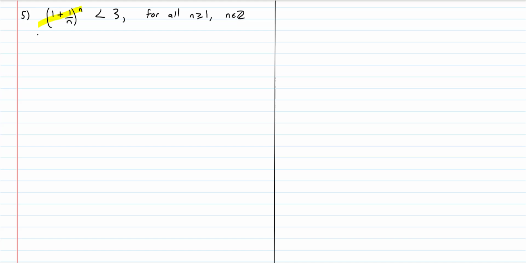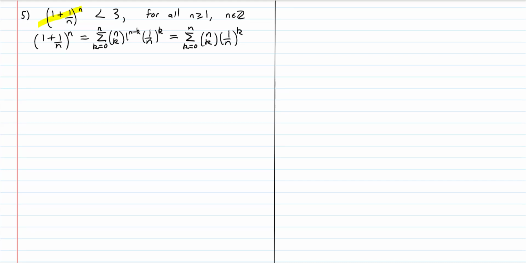So from the binomial theorem then, we get 1 plus 1 over n to the power of n is equal to the sum from k equals 0 to n, n choose k times 1 to the power of n minus k times 1 over n to the power of k. Now 1 to the power of anything is just 1, so we can just write this out as the sum from k equals 0 to n, n choose k times 1 over n to the power of k.